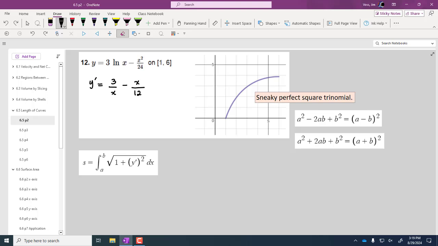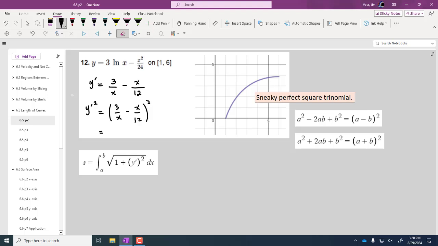So our next goal is to square that y prime. Let's square it up here where we have plenty of space. So we want y prime squared. Let me write it out first and then give you some warnings. It's very tempting to expand this and simplify as you go, like 3 over x squared is 9 over x squared. That is what you do not want to do.